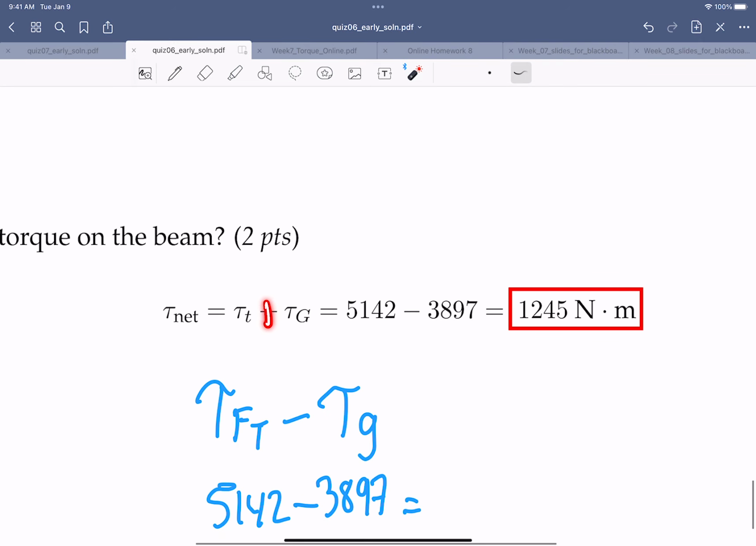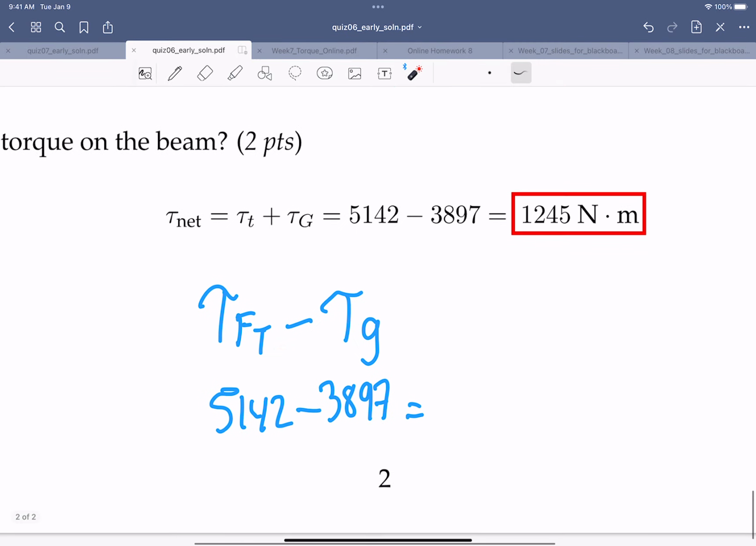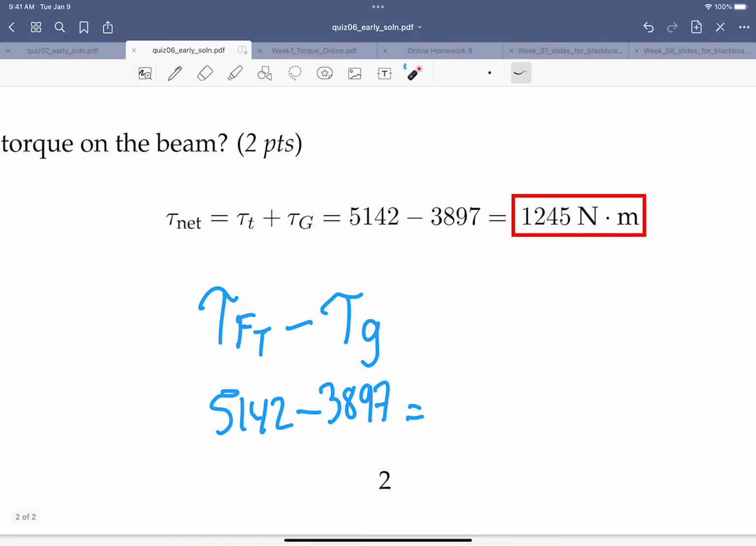Alternatively, if you put in plus, well, then you have to indicate the direction. You have to indicate your sign there. But if you put in the minus sign to indicate that it is a negative torque from the beginning, you just plug in magnitudes. So that's how you can get your net torque of 1245 Newton meters. So there's a net torque of 1245 Newton meters, and that's in the positive or counterclockwise direction.